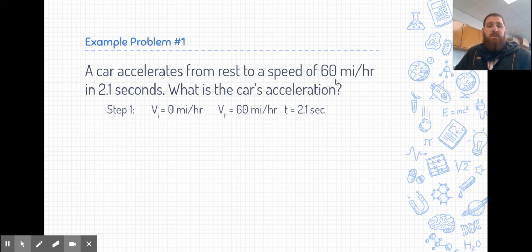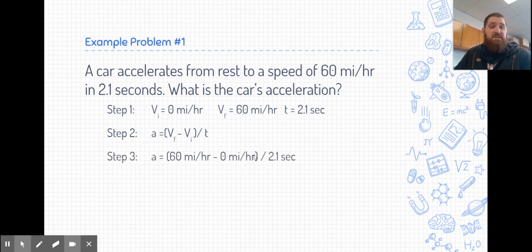Our final velocity is 60 miles per hour. That's what we're accelerating up to. And then t, the time in which this occurs, is 2.1 seconds. So the second step is to identify our equation: a is equal to VF minus VI over t.